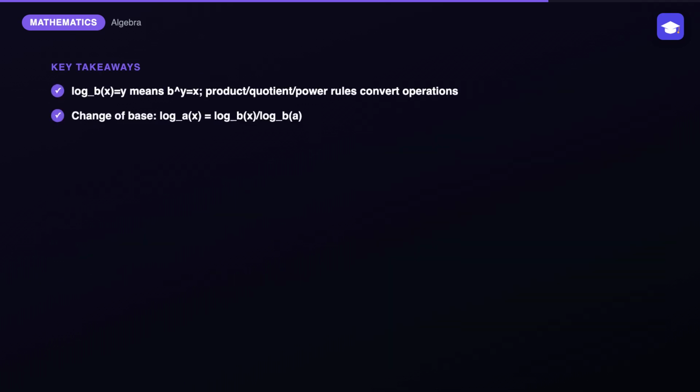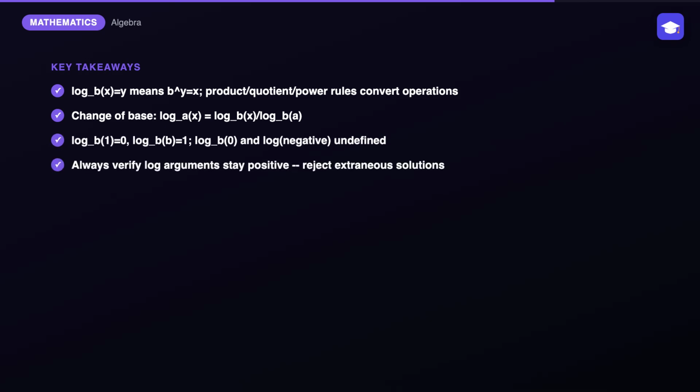Let's recap. A logarithm is the inverse of exponentiation. Log base b of x equals y means b to the power y equals x, and the product, quotient, and power rules convert multiplication, division, and exponentiation into addition, subtraction, and multiplication respectively. The change of base formula lets you compute any logarithm using a calculator, and the single most important exam habit is always checking that every logarithm's argument stays positive in your final answer, rejecting any extraneous solutions.